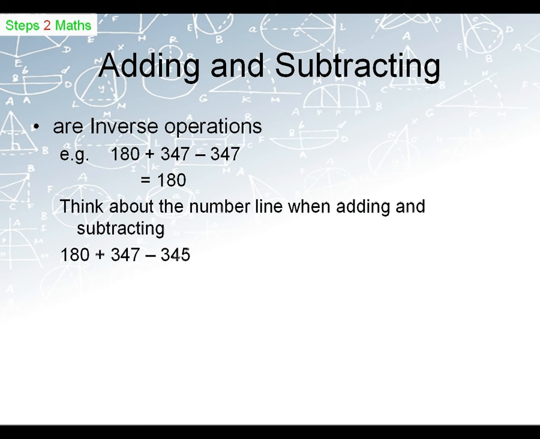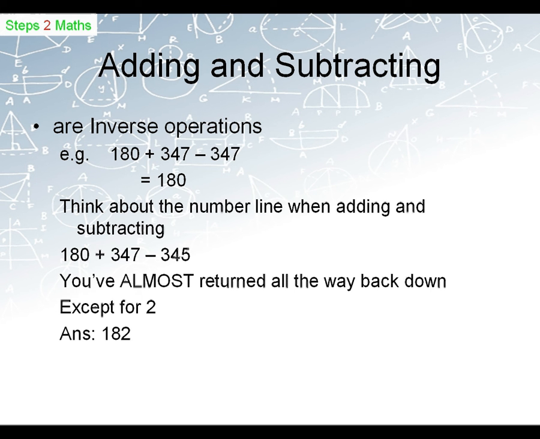Here's a different example. 180 plus 347 take away 345. If you're thinking about the number line, you realize that you've almost returned all the way back down again. So from 180 you've gone up 347 and almost all the way back down except for 2. So in the end you've only added 2 and your answer is 182.